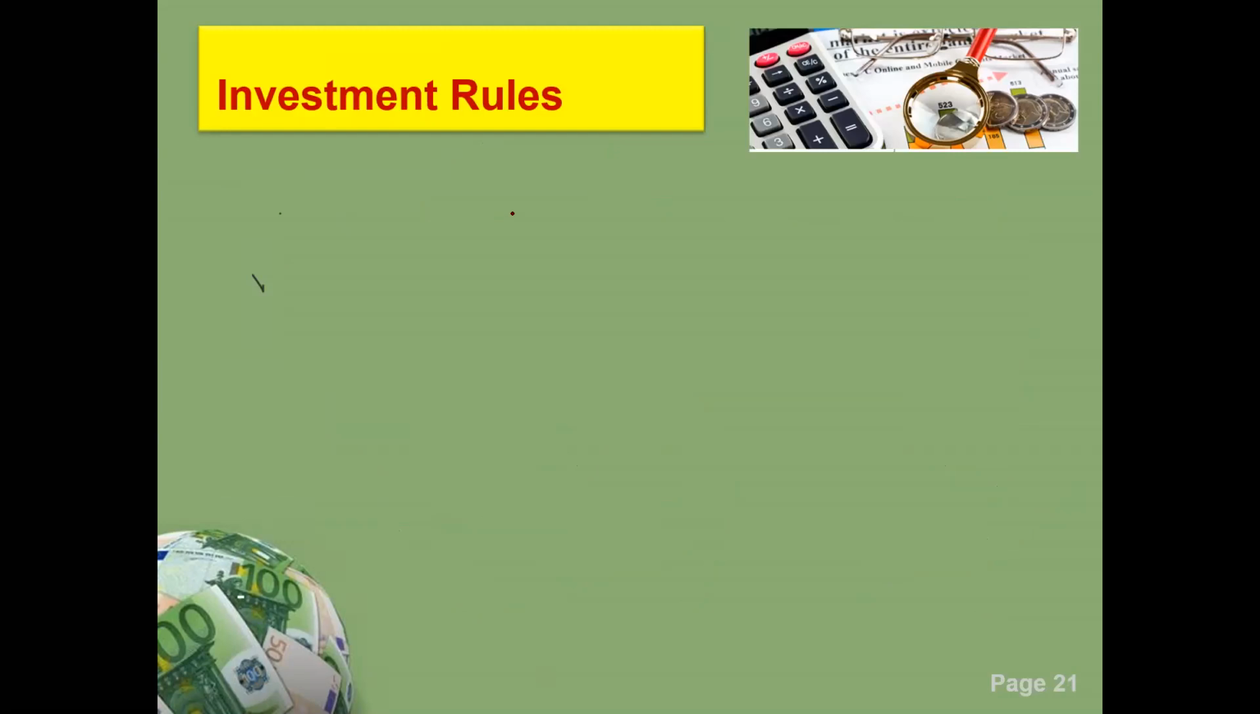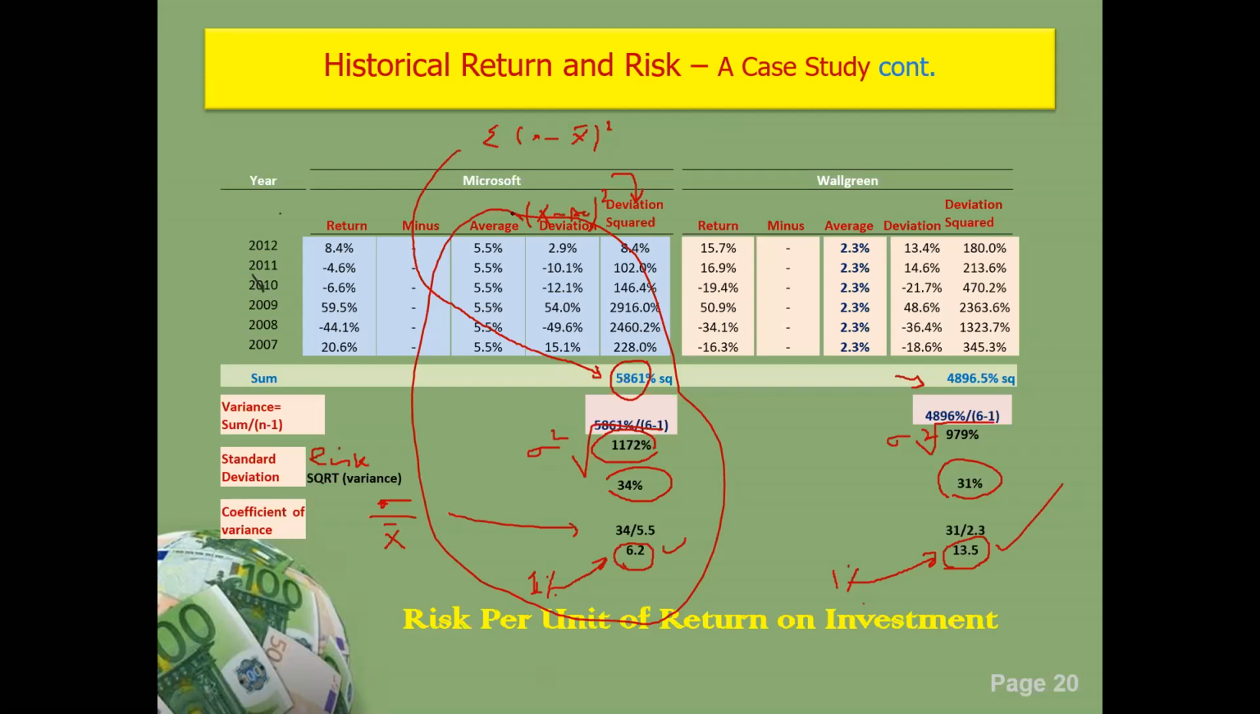Any question? Yes, Doctor. There are two things that show us the risk. First one, the standard deviation, yes? And the second one, the coefficient of variance. The difference between standard deviation and coefficient of variance is that standard deviation is only risk. Coefficient of variation is the relationship of risk and return. It's the ratio of risk and return. For one return, this much risk. For one return, 13% risk for Walgreen. For 1% return, 6.2 units of risk for Microsoft. It's the relationship of risk and return. It's not simply risk.